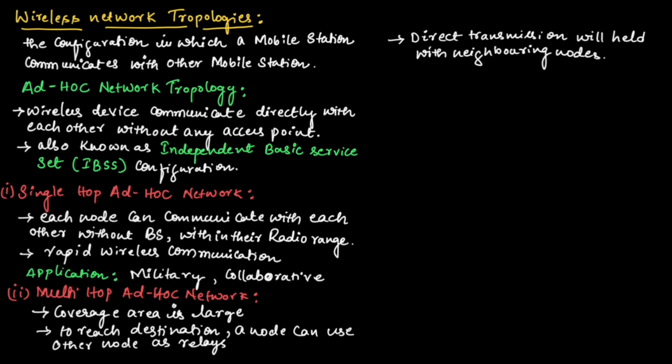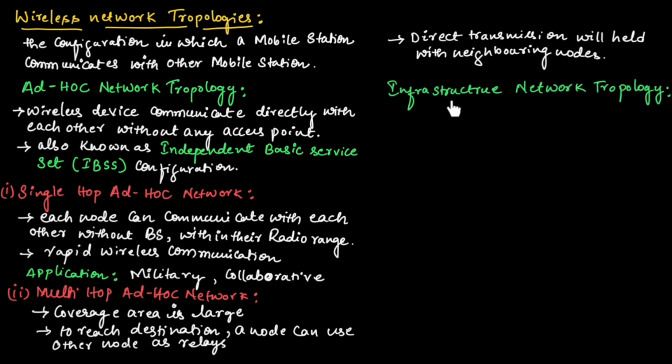In multi-hop ad hoc network, the coverage area is large. That's why, to reach the destination, a node can use other nodes as relays. To establish the communication, the information will pass through multiple nodes to reach the final destination. Here direct transmission will be held with neighboring nodes, and in between we are not using the base station.